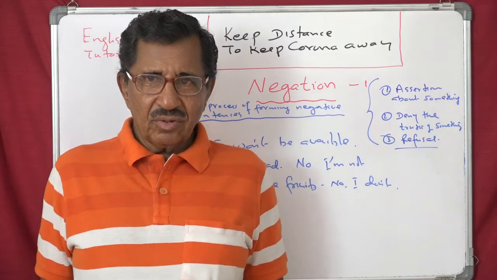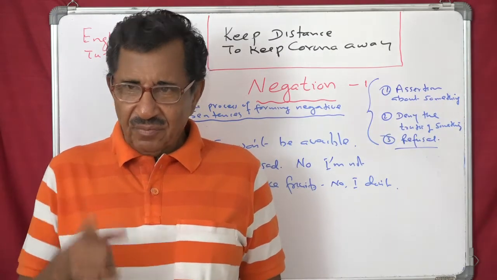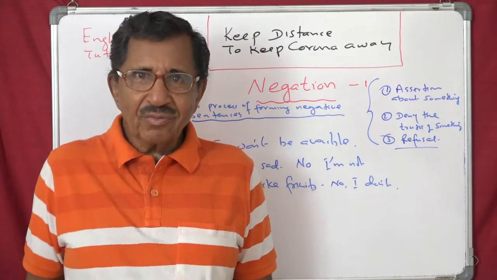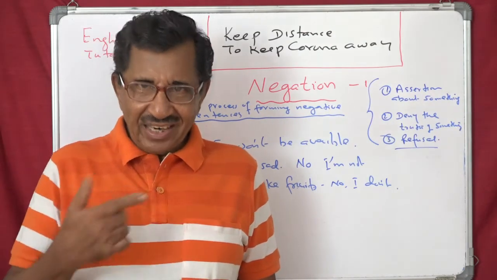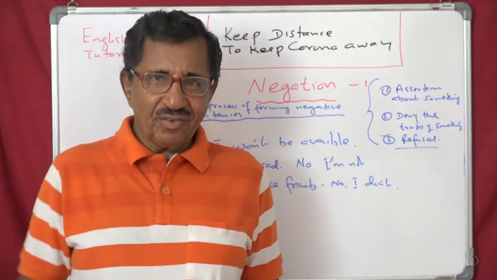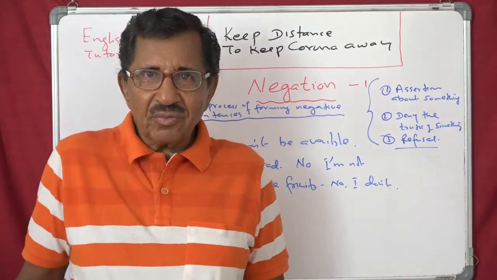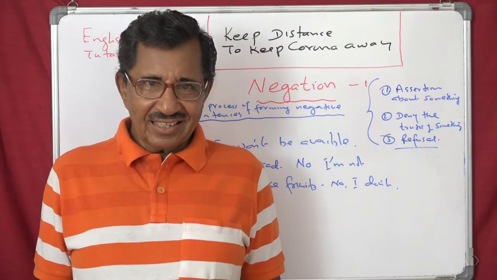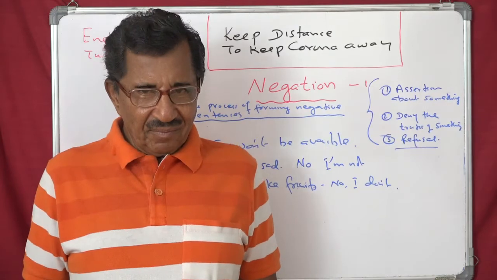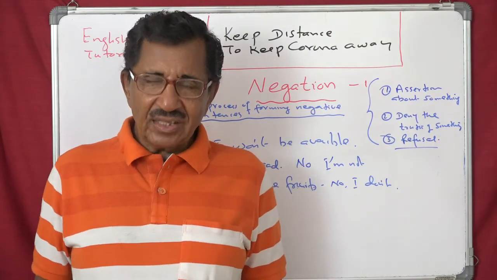Denying the truth. You are going to get first class and first rank? No, who told you? Denying a fact. He knew already he is going to get the first rank, but he said, no, who told you? So assert something about something, denying the truth, and then refusal.